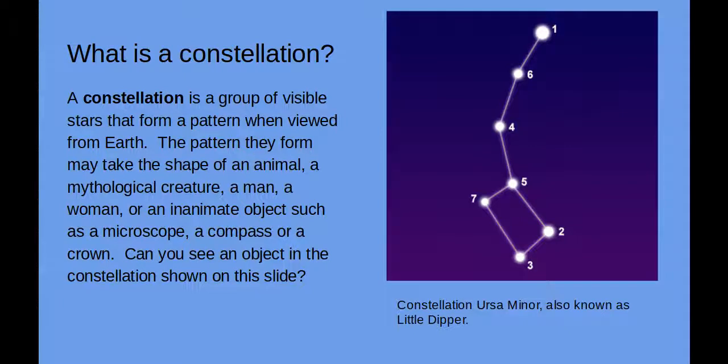What is a constellation? A constellation is a group of visible stars that form a pattern when viewed from Earth. The pattern they form may take the shape of an animal, a mythological creature, a man, a woman, or an inanimate object such as a microscope, a compass, or a crown. Can you see an object in the constellation shown on the slide? This constellation is known as Ursa Minor, or it's also known as the Little Dipper.